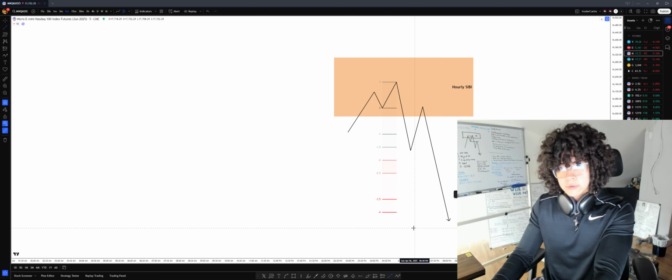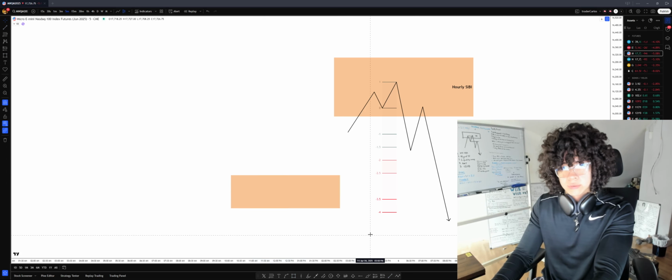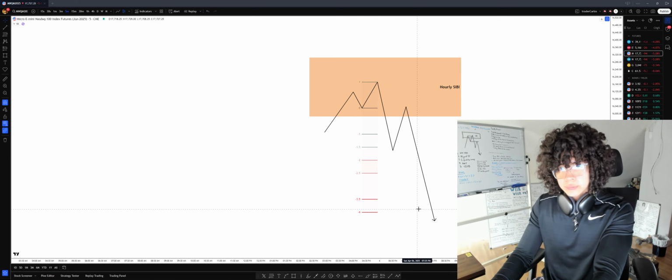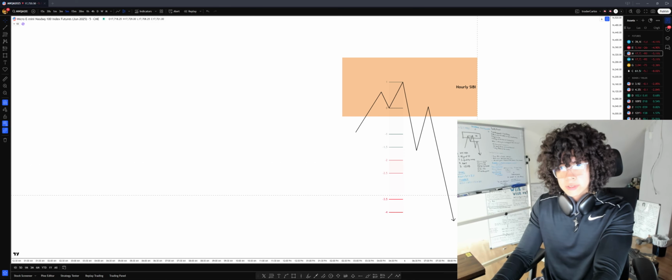And what I like to look for as well as targets is seeing if there are any kinds of imbalances or swing highs, swing lows that align with either of these deviations, whether it be -4 or -2.5 or -2. But that's how I draw my deviations out.